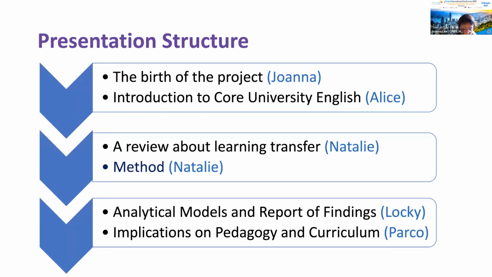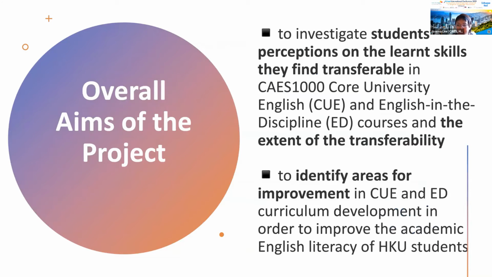Okay, so what do we want to get out of this project? And here you can see the 2 major aims of it. So basically, we would like to find out from the students what they think are the skills which are transferable from our courses to the courses that they have taken and they are taking. So this is one of the aims. And we also would like to find out the degree of transferability. And with the data we've got, we would like to be able to identify areas for improving our courses further. Okay, so these are the 2 major aims.